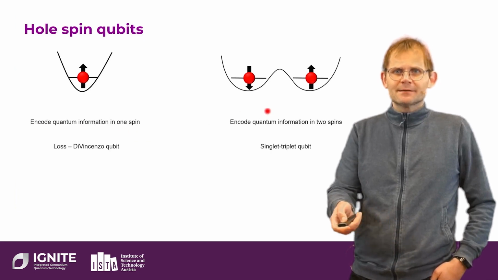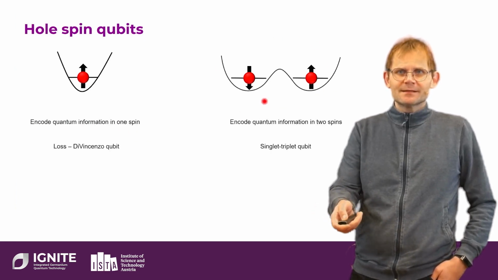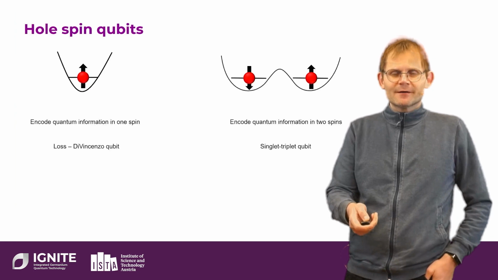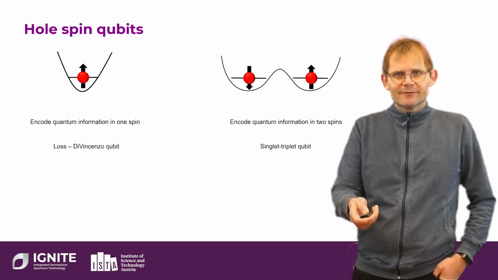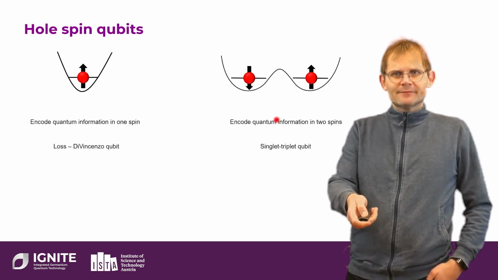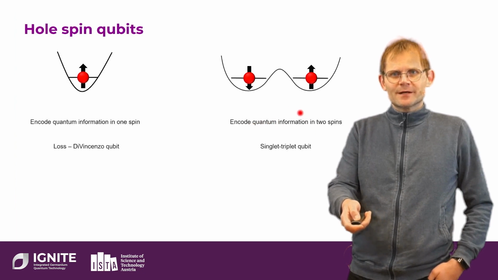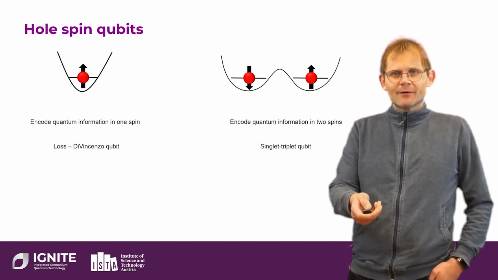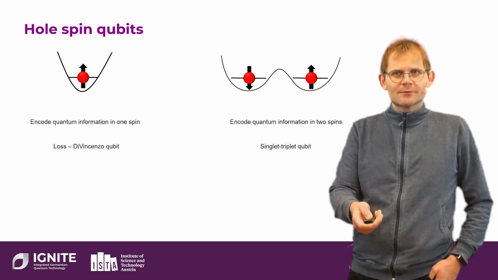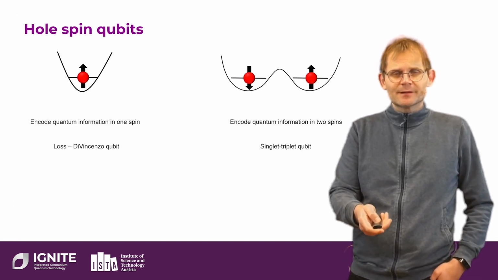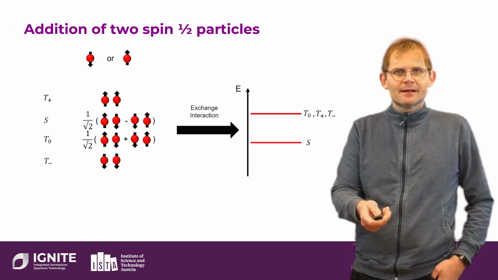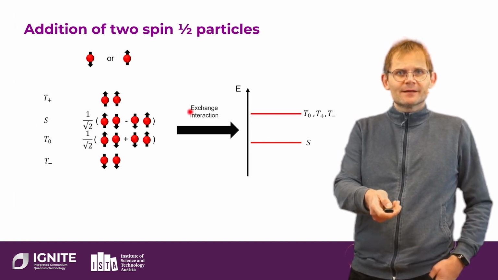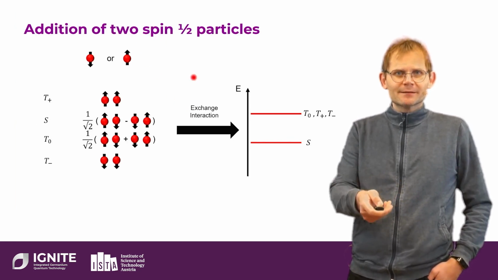And on the right side, you see the so-called singlet-triplet qubit, where now you have two spins, you have a double quantum dot, and effectively you encode the quantum information in the two spins. Before explaining how the singlet-triplet qubit works, which is the subject of my presentation, let me remind you the addition of two spin 1/2 particles.